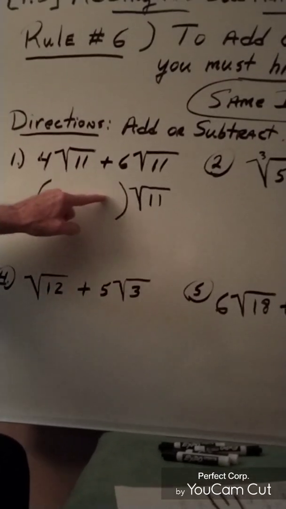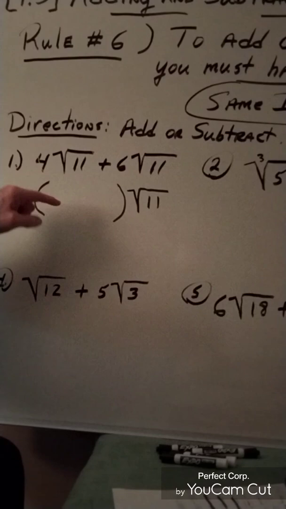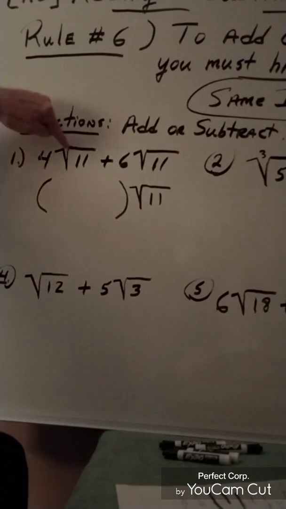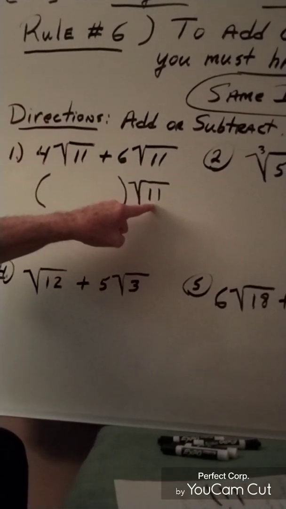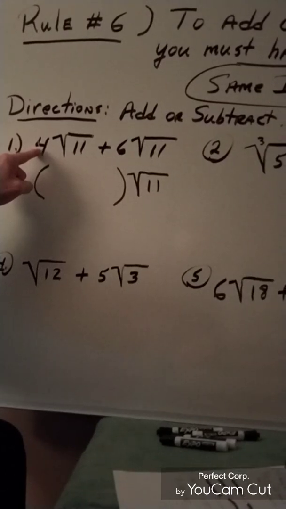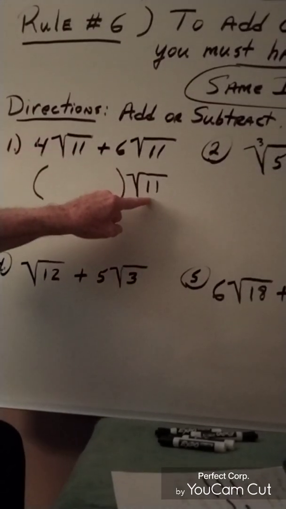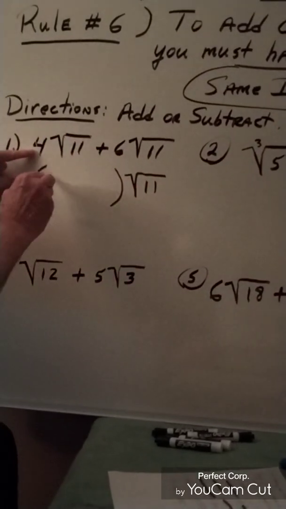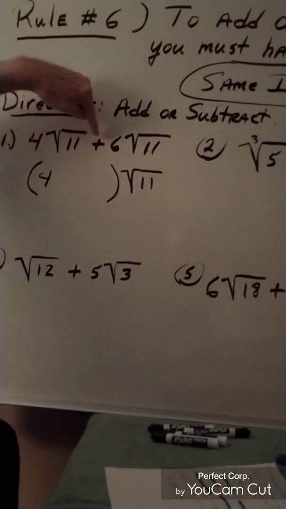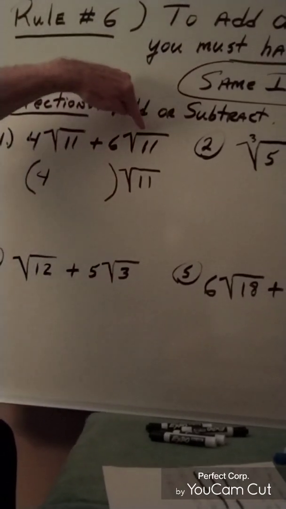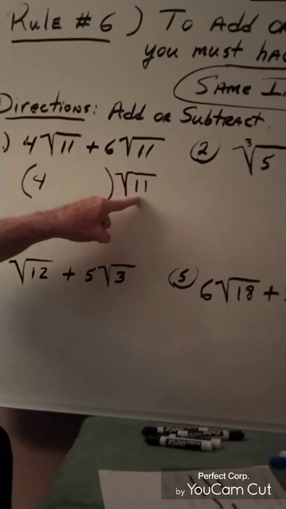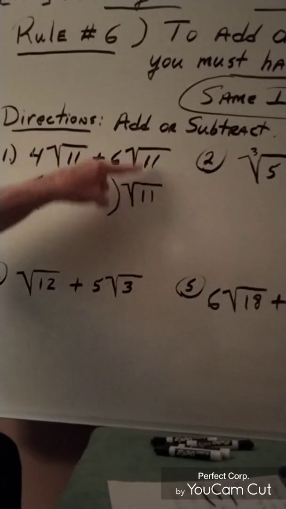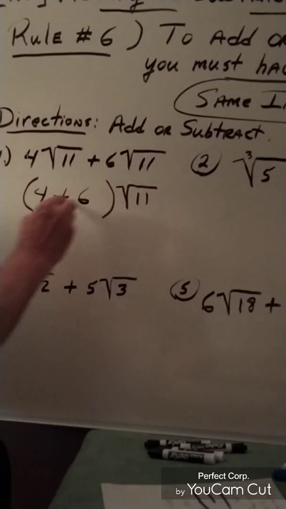Now, how are we going to get the members inside here? Well, we're going to do what we do when we pull out a GCF. We're going to start with this first term, 4 root 11, and we're going to divide it by root 11. And when we take 4 root 11 divided by root 11, the root 11s cancel one another out, and we're left with 4. When we take the positive 6 root 11 and divide it by root 11, you can see the imaginary division sign right here. They go, and you're left with positive 6.